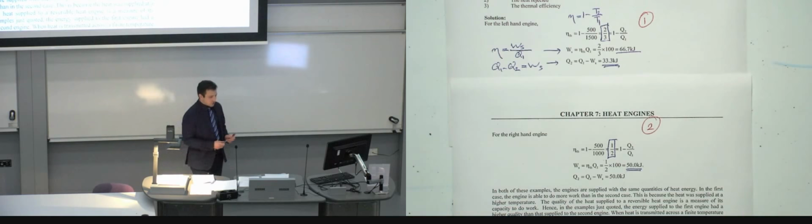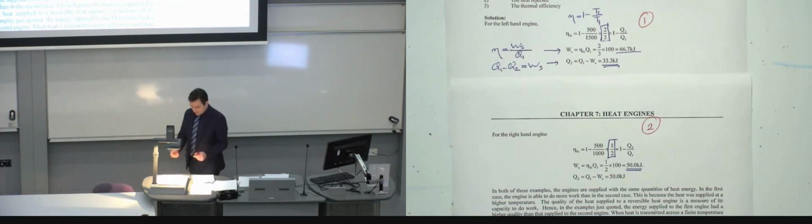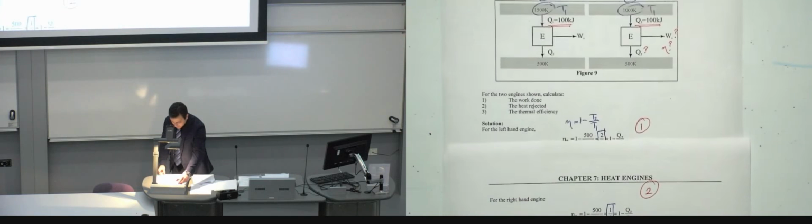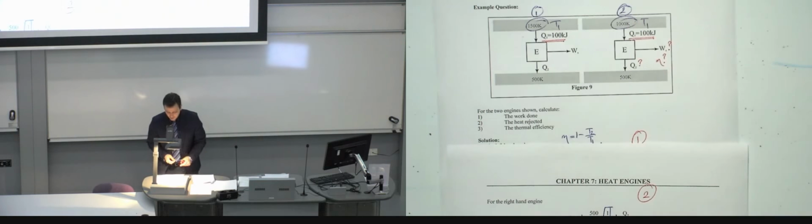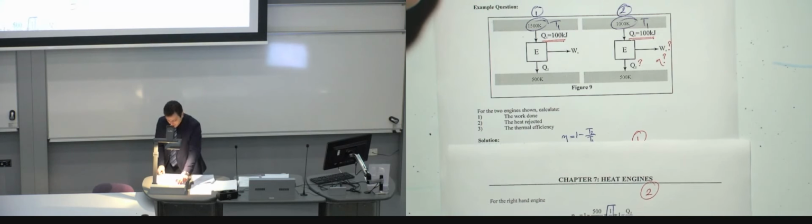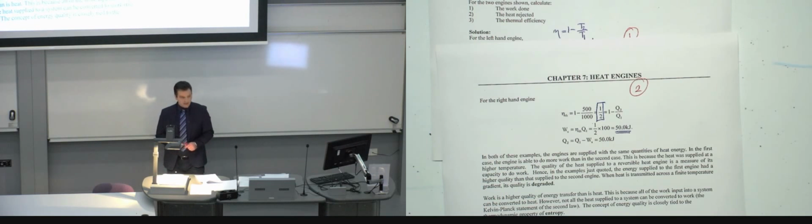Now, we don't care much about the heat rejected in this case. What is important here is we had exactly the same two heat engines. The only difference was that one of the reservoirs was at a higher temperature. This meant that your efficiency would be higher. This has a very important implication. This talks about the quality.